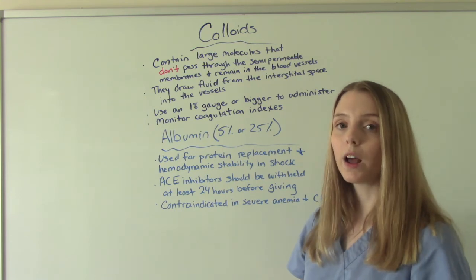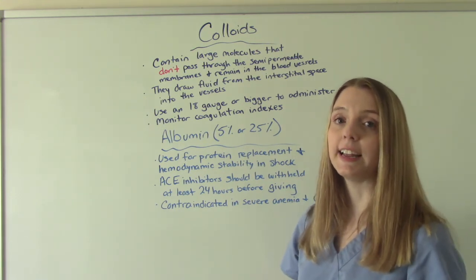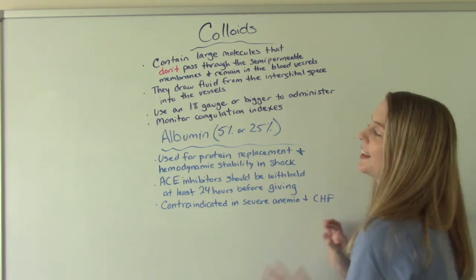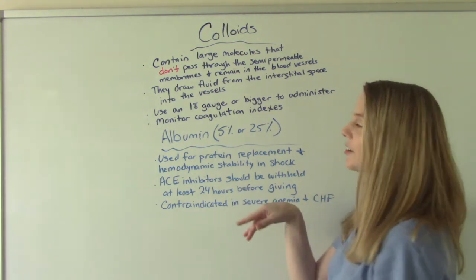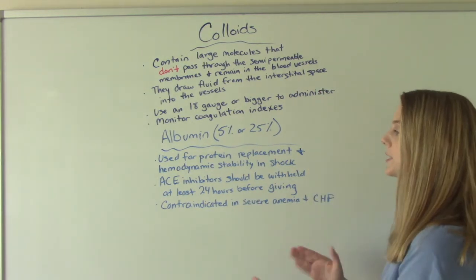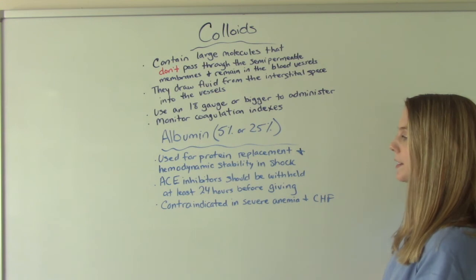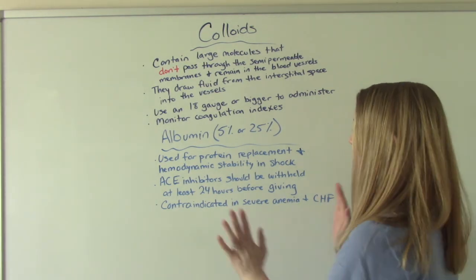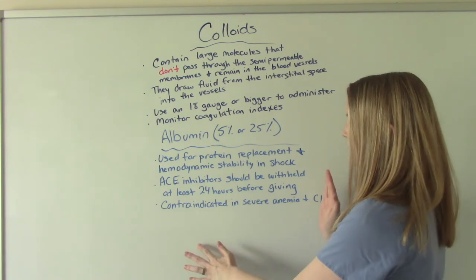And we also want to monitor the patient's coagulation indexes. The colloid that we give is albumin, either 5% or 25%. This is used for protein replacement and hemodynamic stability for patients who are in shock. We have to do some special nursing considerations with these.